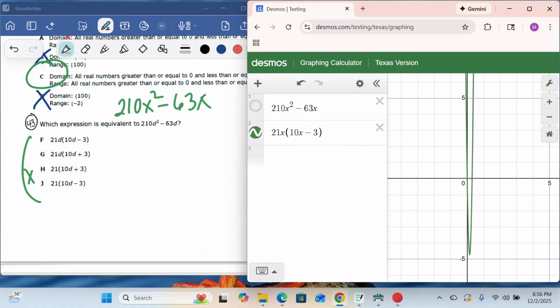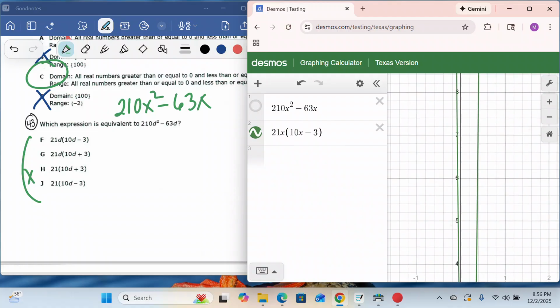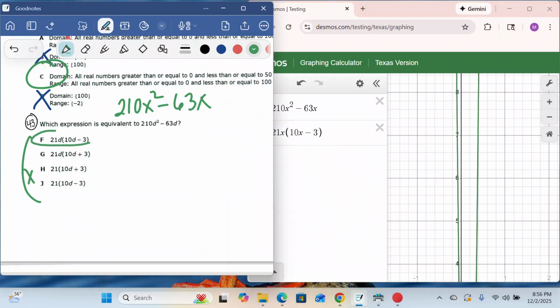So let me just make sure. Let's look thoroughly at another point. They're right on top of each other. I'm going to take this one off. I'm going to put this one on. I'm going to put that one on top. Looks like I got the right one. So the correct answer is F.